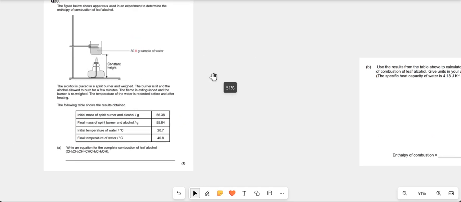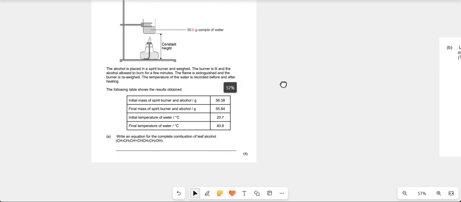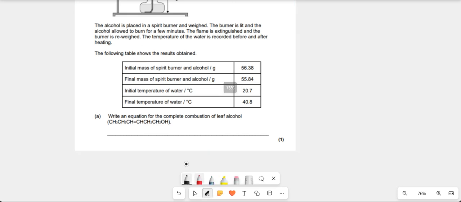Last question, question 20, yeah? Well, it's bare, but it's technically last question, yeah? So easy. Write an equation for the complete combustion of leaf alcohol, yeah? So leaf alcohol, if you look at this equation, is basically just C6H11OH.